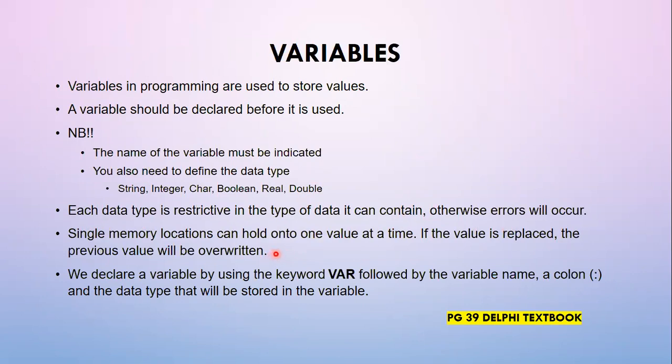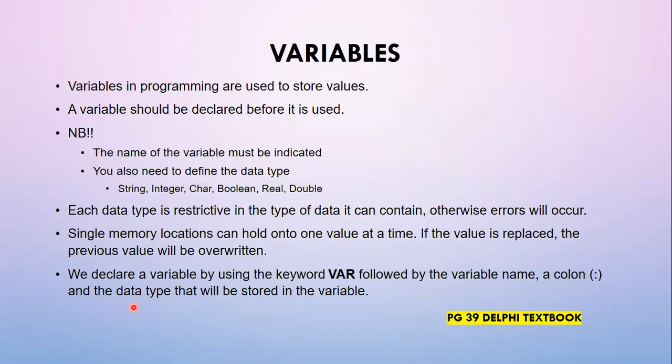Single memory locations can hold onto one value at a time. Think of your RAM: when I create a variable, I'm saying to my computer, hold this little slot for me. I'm going to place some information in there. And it is only active as long as that process or procedure is going on. If the value is replaced, the previous value will be overridden. We will go through this again, especially when you learn to use the iCount.